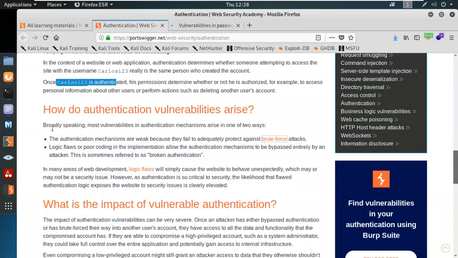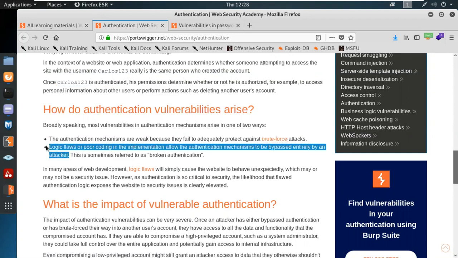Most vulnerabilities in the authentication mechanism fall into two categories: one is the brute force attack and one is the logic flaw. Authentication mechanisms are weak because they fail to adequately protect against brute force attacks. Logic flaws are poor coding in the implementation that allows attackers to bypass authentication entirely. Logic flaw means poor code execution. It's sometimes referred to as broken authentication.